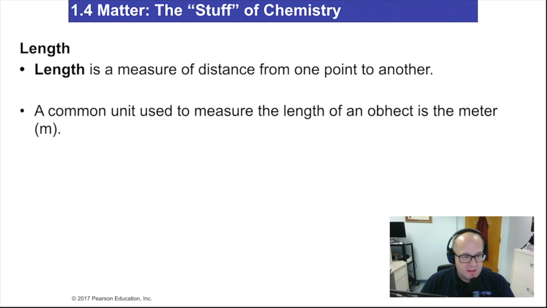Length. Length is a measure of distance from one point to another. That's the definition. The common metric unit for length is the meter. Centimeter, kilometer, decimeter, all that stuff. So if you have a little ways to go, maybe measure it in meters. If you have a very little way to go, measure it in millimeters. If you have a long way to go, measure that in kilometers.